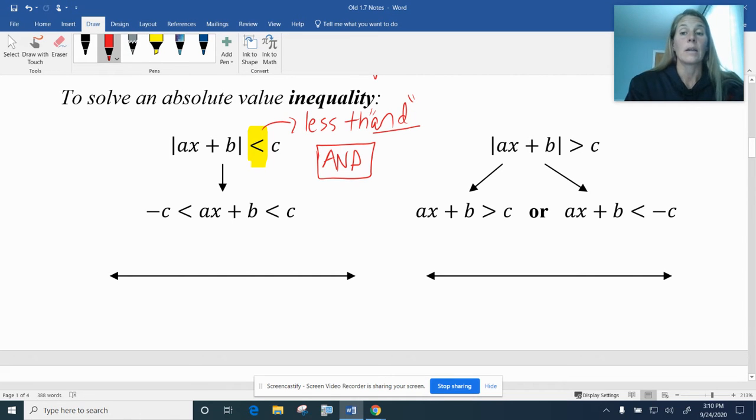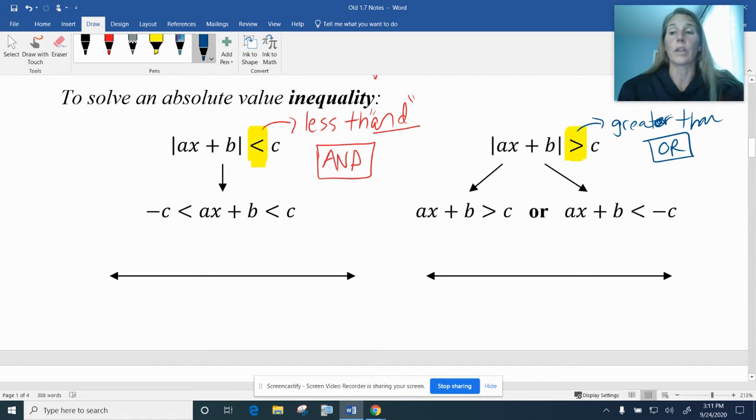That's how I remember that. That's what it is. If you, however, have a greater than or a greater than or equal to sign, I always remember this as being greater. So I just pretend that I spell greater with an OR and it's an OR. Okay, so now if it's an AND problem, you would take whatever's in those absolute values, right? That goes in the middle, and you're saying that's got to be less than C or greater than negative C.